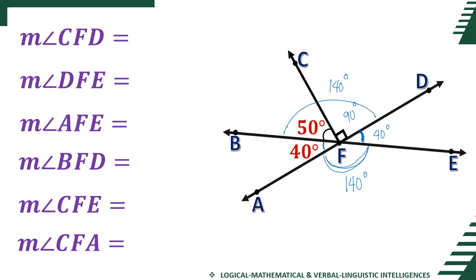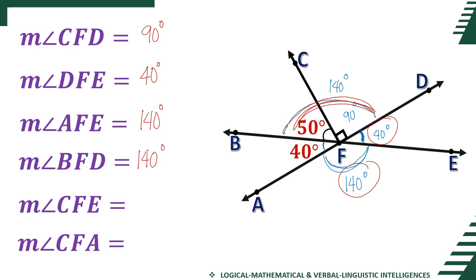We can now proceed with filling in or identifying what is asked. So CFD is here 90 degrees. Next, DFE. So we have here 40 degrees. Next, we have AFE, which is 140 degrees. Next, we have BFD. So definitely this one is 140 degrees as well.